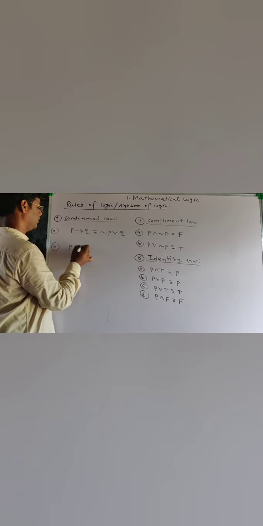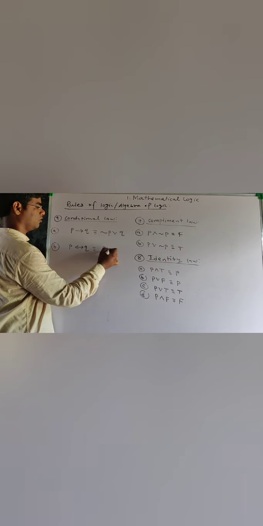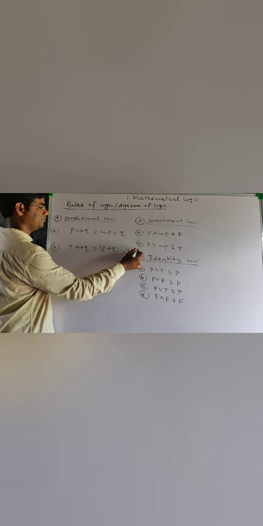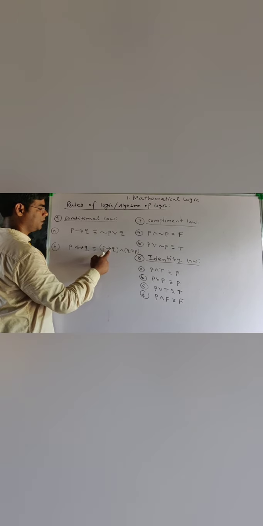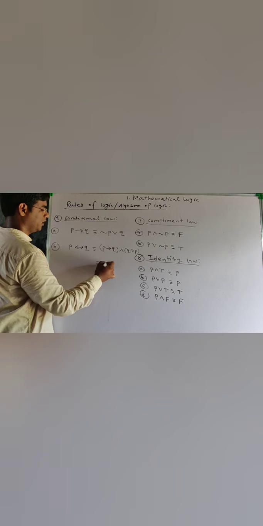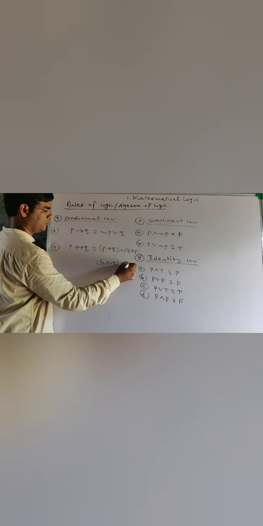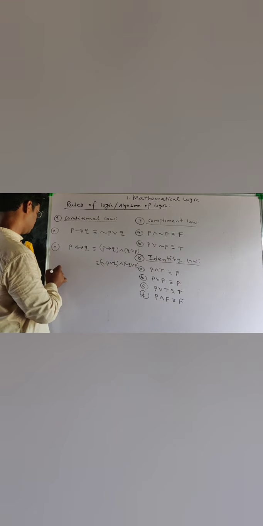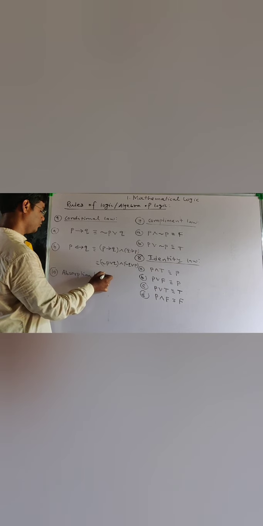Second is what? If we have P double implies Q, P double implies Q can also be written as P implies Q and Q implies P. So what is P implies Q? Negation of P or Q, and here negation of Q or P. So this is conditional law. And the last law is what? Absorption law.